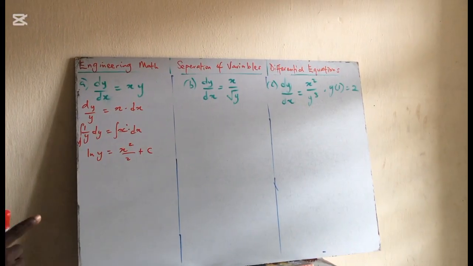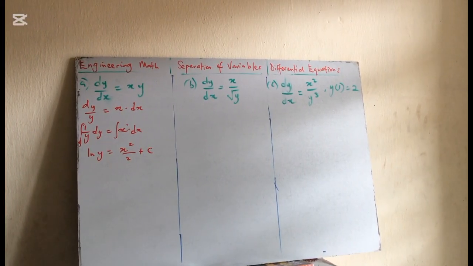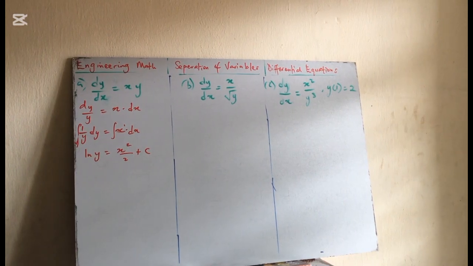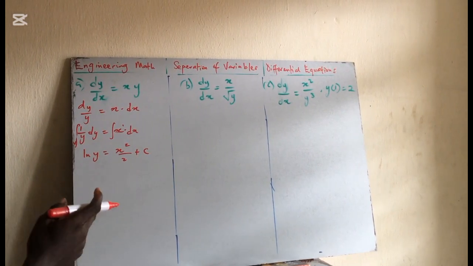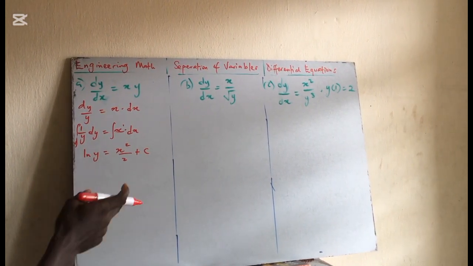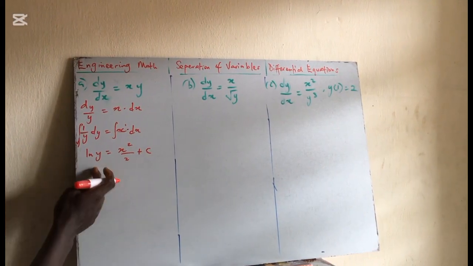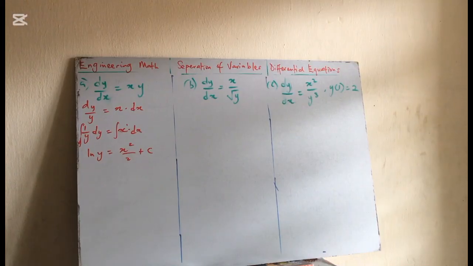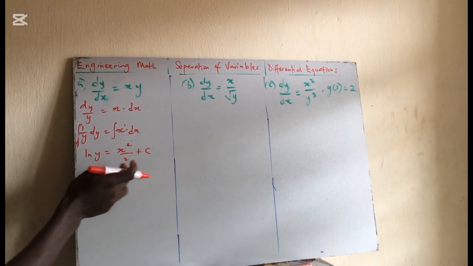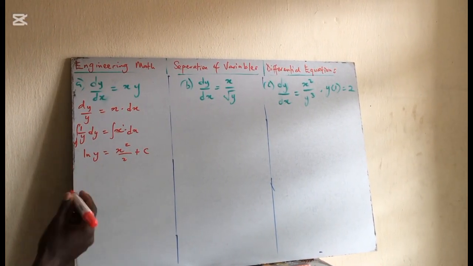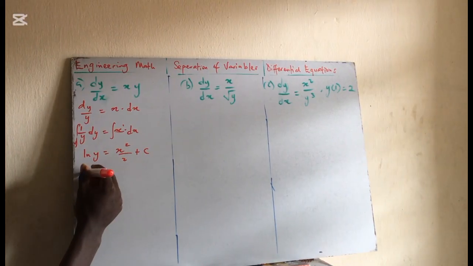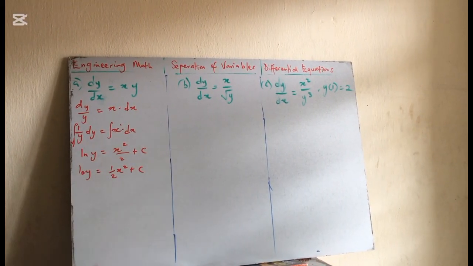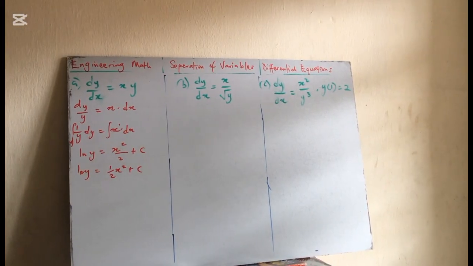Note that the x is taking the constant, not y. Just like in implicit variation, y always has dy/dx after it when you differentiate with respect to y. But here now we are dealing with x and y, and x will take the constant, not y. So ln y equals 1 over 2 x squared plus c. You can also write it as ln y equals 1 over 2 x squared plus c. Still the same thing.